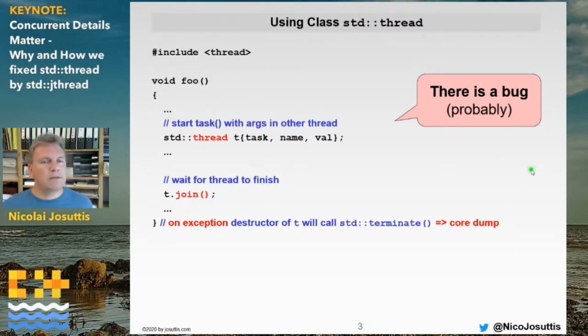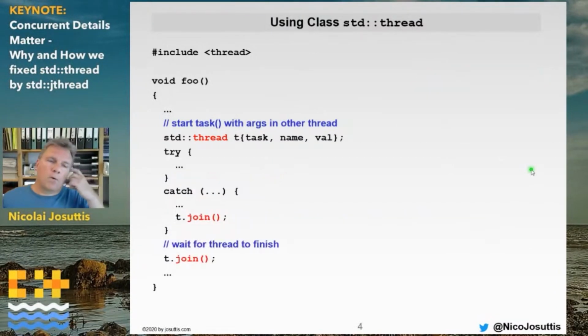So on an exception in the meantime, you still have the problem you would like to avoid, and you might get a core dump. So what you really have to do then is catch all exceptions that might occur and do something there so that you can finish this thread or call the destructor of this thread without any problem. So for example, calling join there and then rethrow the exception or whatsoever. That's of course not nice.